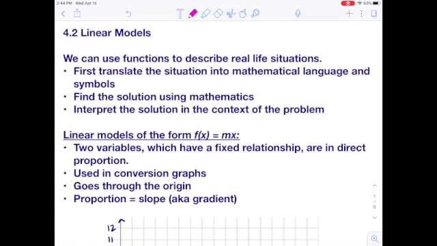Hi everyone! Today we're doing 4.2, which is linear models.